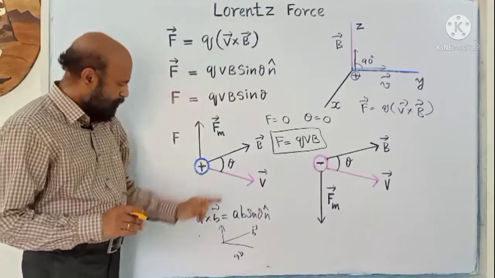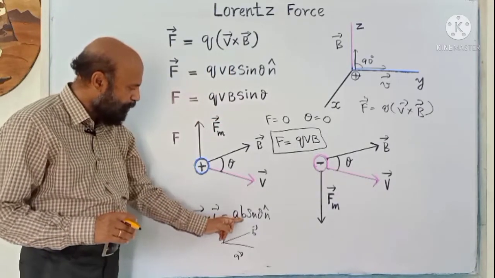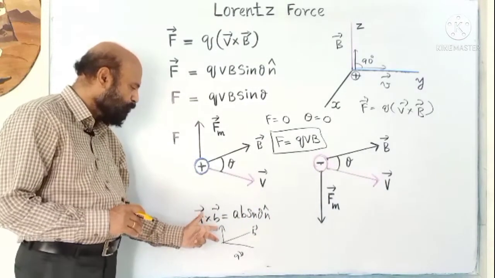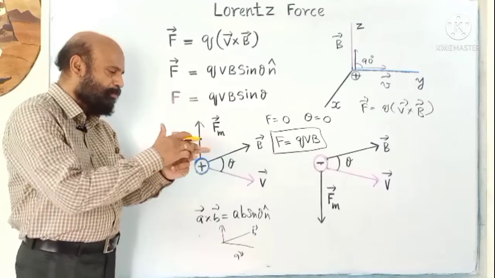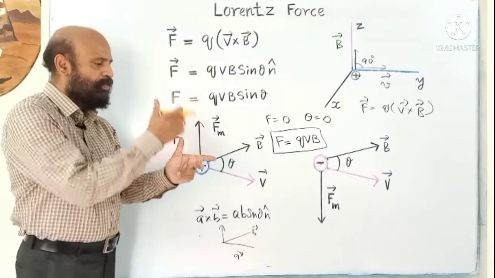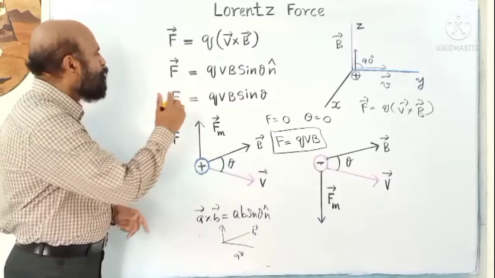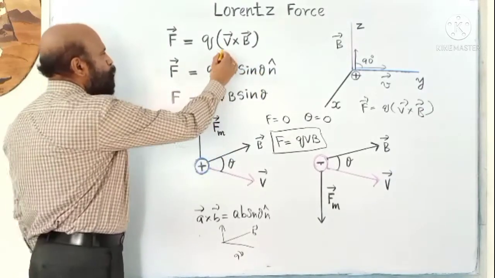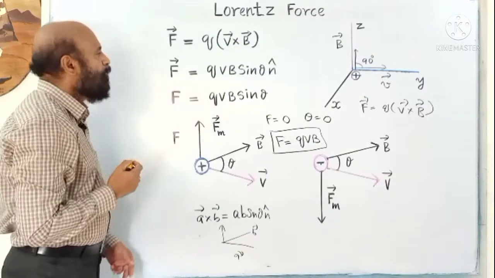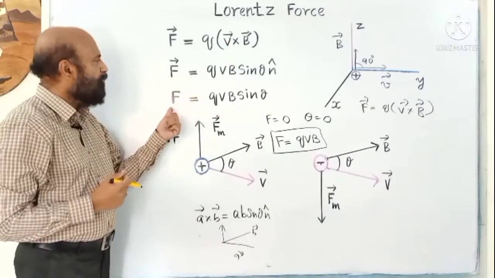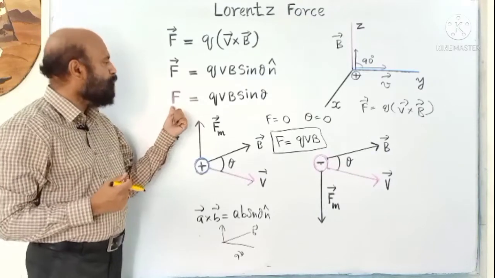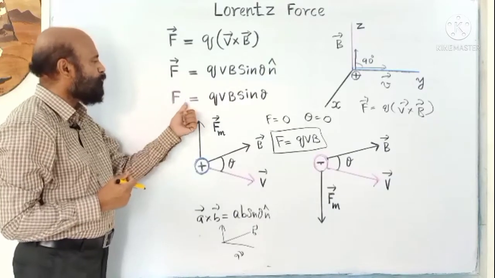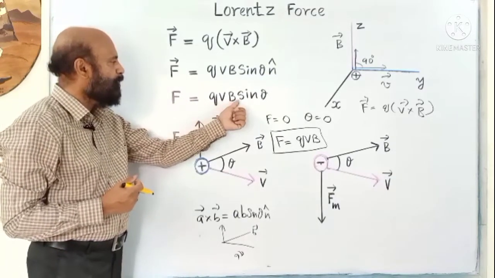Now you know the cross product. A vector cross B vector is AB sine theta n cap, where n cap is a unit vector perpendicular to both A and B. If this is A vector and this is B vector, A cross B is directed upwards. So this n cap is a unit vector perpendicular to both V and B. We can write the magnitude of the force, then n cap is not needed. Magnitude of the force is F is equal to QVB sine theta.